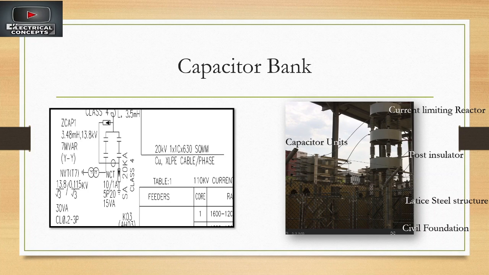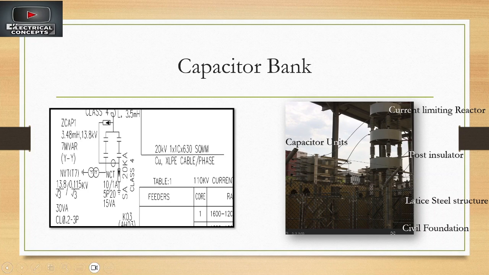The capacitor used here is 7 megavar, the rating is shown here, with a 3.8 millihenry reactor, with the neutral CT and neutral VT. This is the reactance. 3.8 millihenry is the unit of the reactance because it is a current limiting reactor. Both the neutral CT and neutral VT, the neutral CT is shown here and the neutral VT is shown here, are there to keep the system balanced and protected from faults, while also providing accurate monitoring of the electrical parameters.